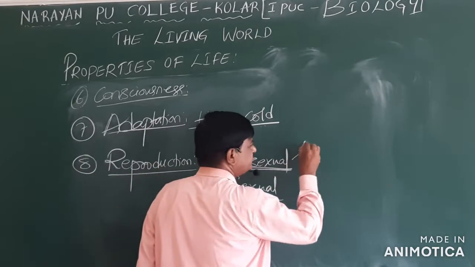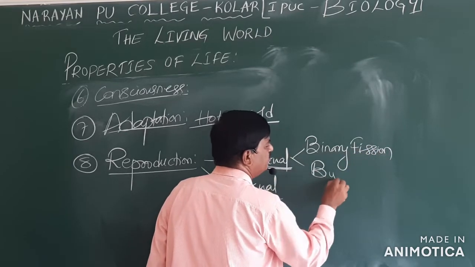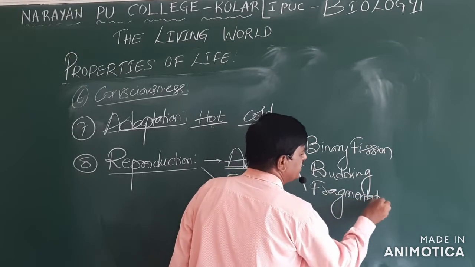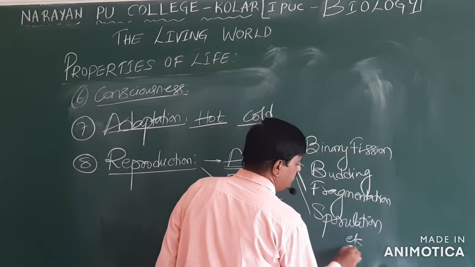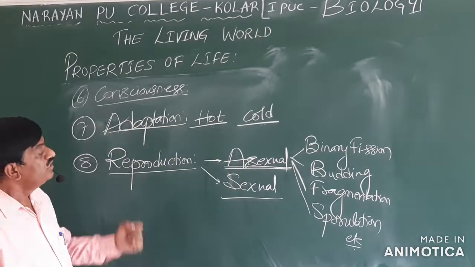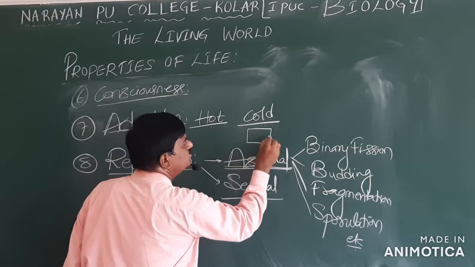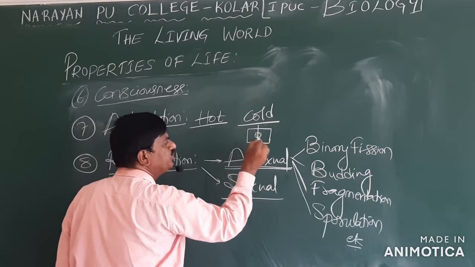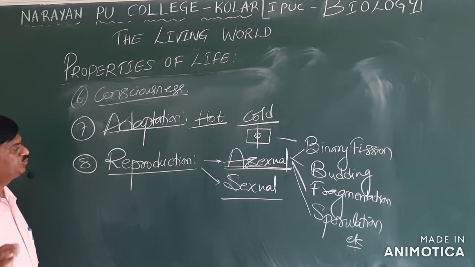In this, it may be in the form of binary fission, budding, fragmentation. Like this, there are many asexual types of reproduction, such as spore division. They have different types of asexual reproduction present in lower organisms. For example, amoeba and bacteria undergo binary fission. The amoeba is split into two, or the bacteria is split into two, and that is called binary fission. Such binary fission can be noticed in asexual reproduction.